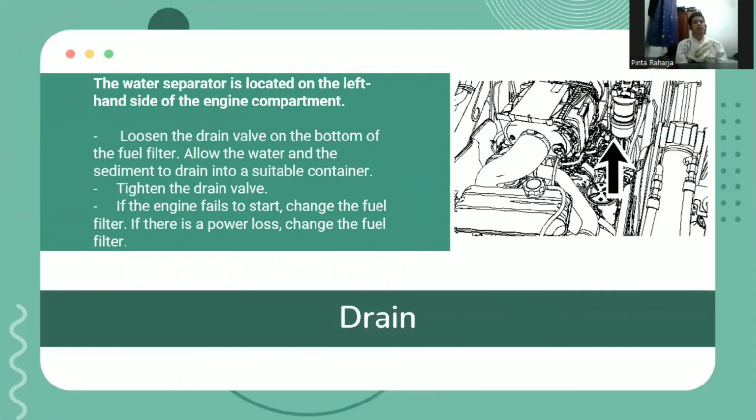The last step for doing the PM 10 hours is to drain the water separator. The water separator is located on the left-hand side of the engine compartment. The step is loosen the drain valve on the bottom of the fuel filter. Allow the water and the sediment to drain into a suitable container. Tighten the drain valve. If the engine fails to start, change the fuel filter. If there is a power loss, change the fuel filter.